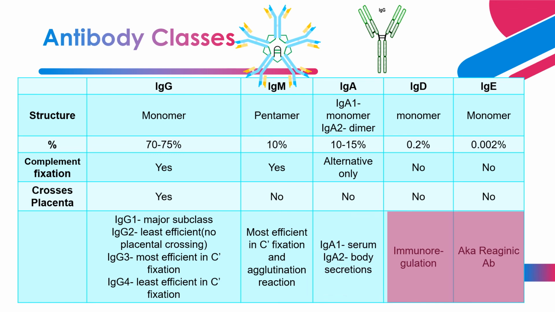IgA has two subclasses, IgA1 and IgA2. IgA1 is primarily appearing as a monomer in serum, while IgA2 is found as a dimer in body secretions. IgD is an immunoregulator. It is considered as an antibody that is against an antibody, meaning it is involved in a feedback mechanism. It switches off B cells so that it can stop when it is not needed anymore. IgE is a reaginic antibody. It attaches to surfaces of mast cells for mast cells to release granules. This happens during the times of type 1 hypersensitivity reaction.